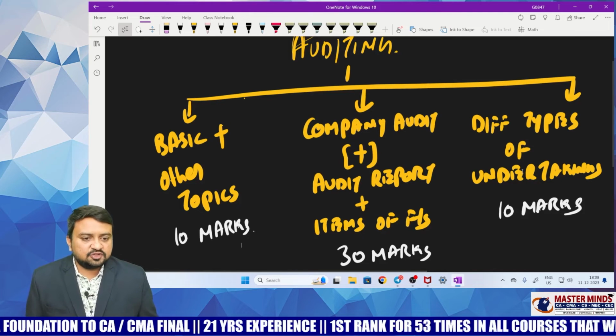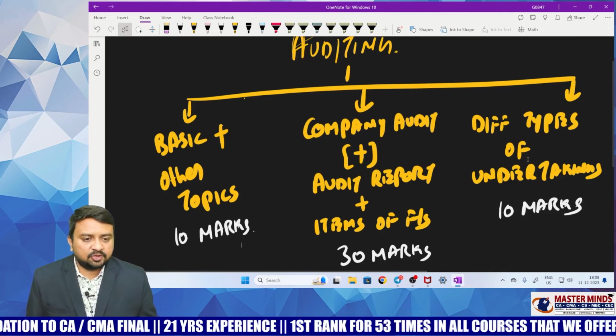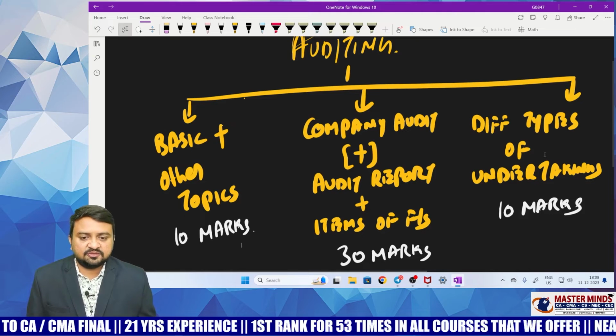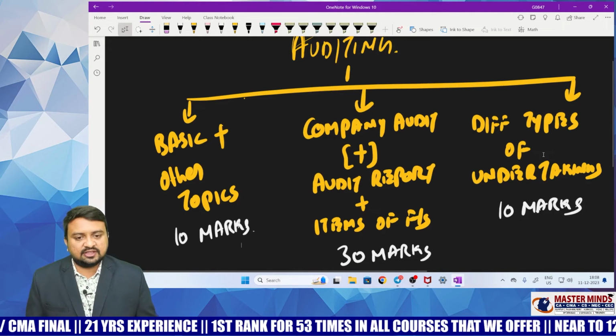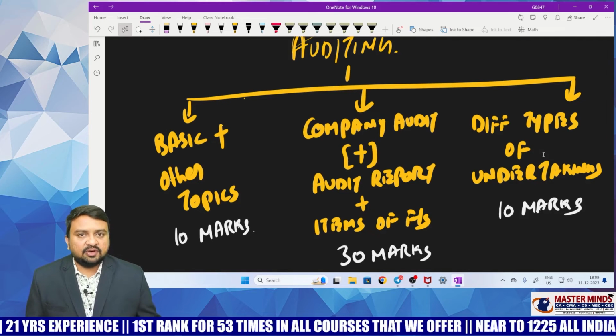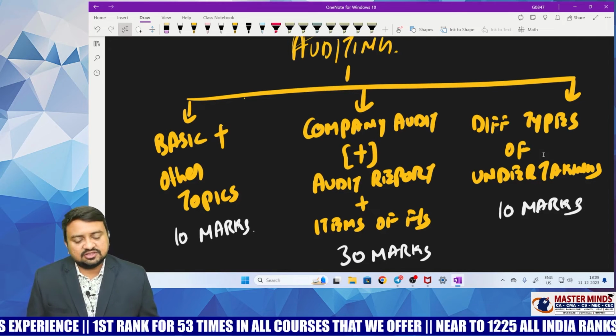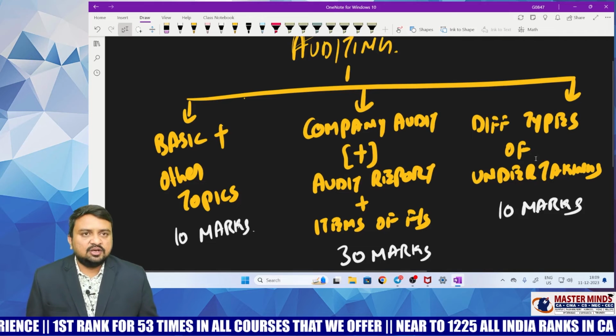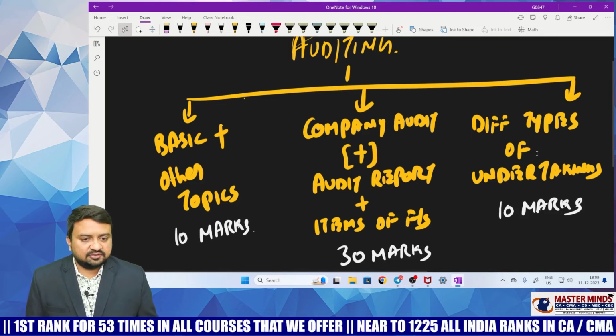Then different types of undertakings, sir. Understand the simple or important points in different types of undertakings, like a cooperative society, like a bank audit, like a cinema hall audit, or the like. Whatever important provisions are there, just try to focus on those points, so that will be more than sufficient, sir.